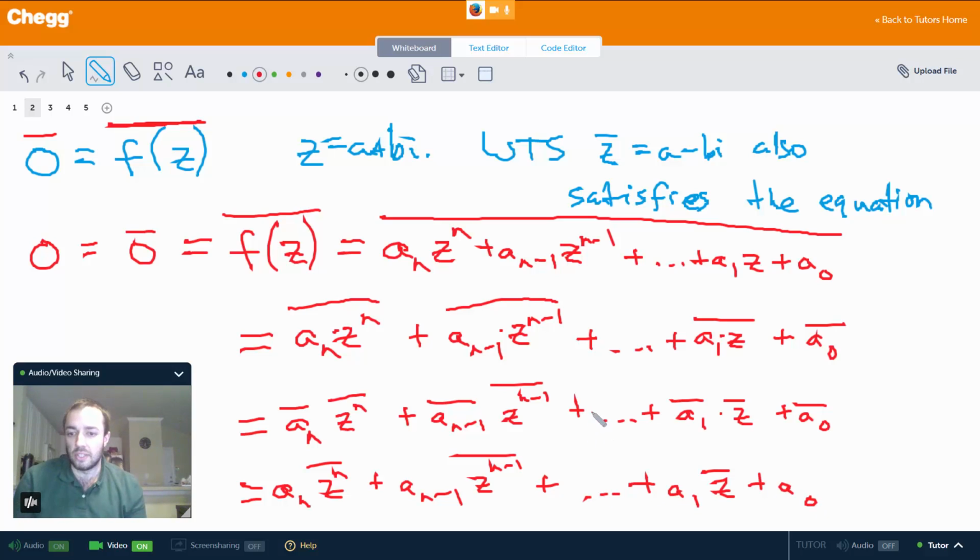Okay, so again, we can do that because all of these coefficients, a sub n minus 1, etc., are all real numbers, and the complex conjugate of a real number is just that same real number. But again, we cannot do that with the z's, because these z's right here are complex numbers that are not purely real. Okay, so let's move on to the next page and continue.